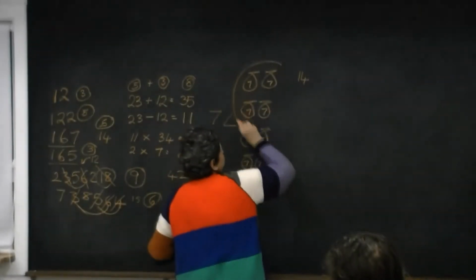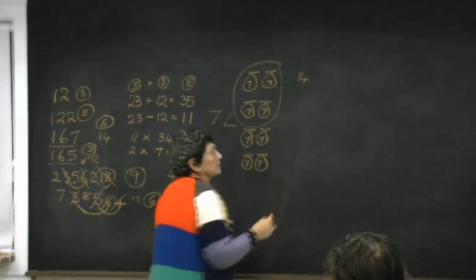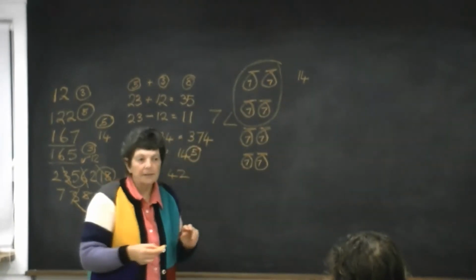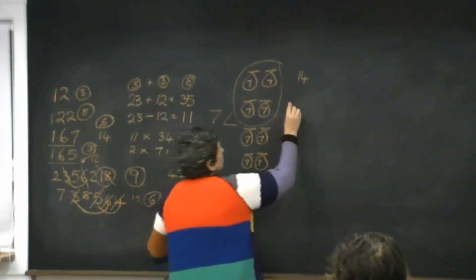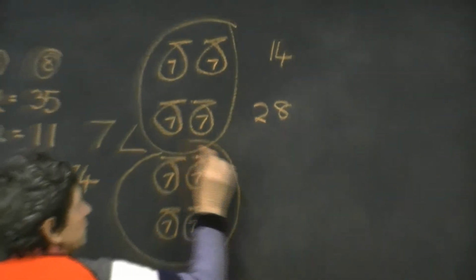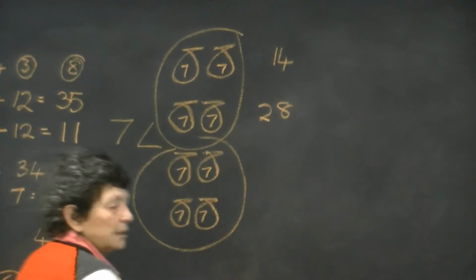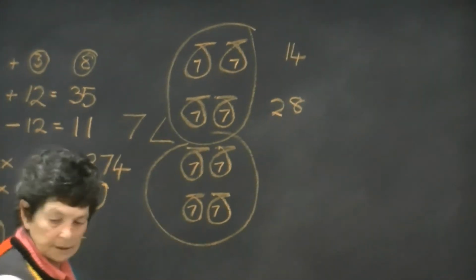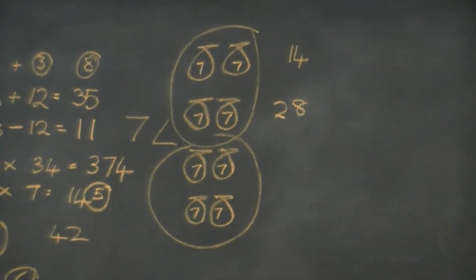So how do I do 4 lots of 7? Double that, and I'll get 28. So to get 8 lots, double 28, 56. Right? So here are 56.